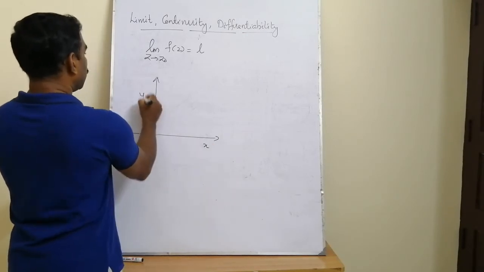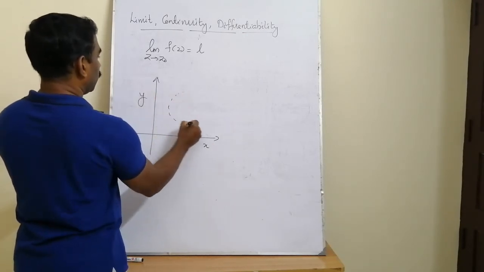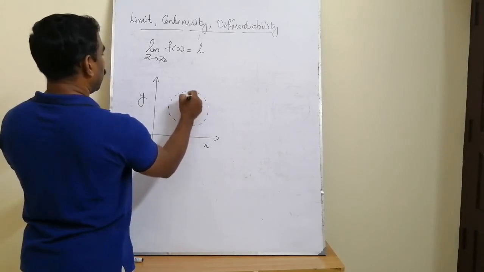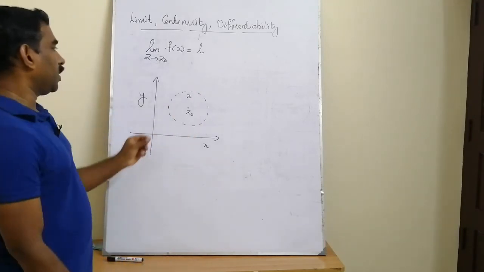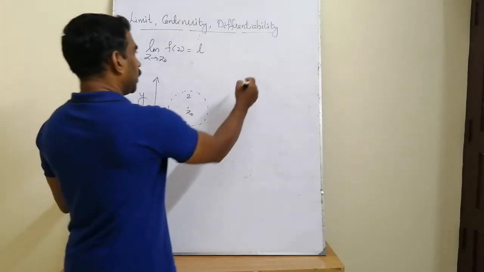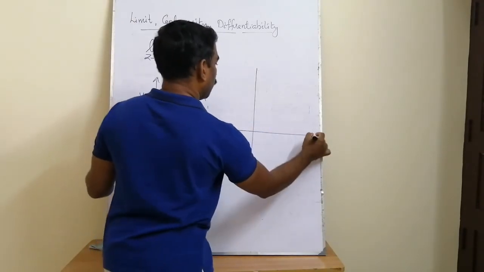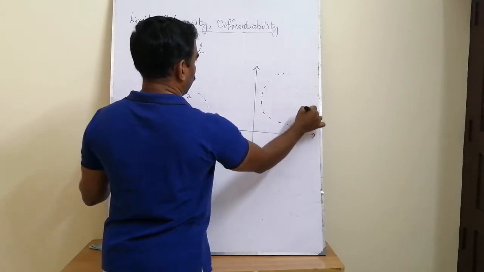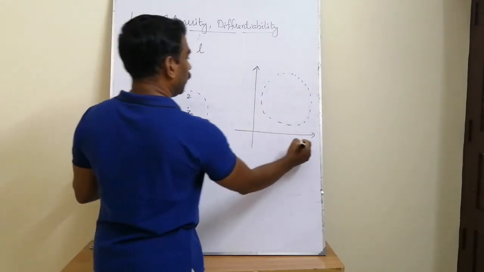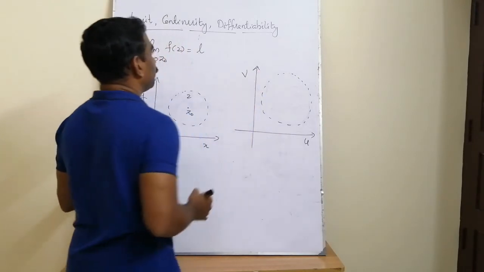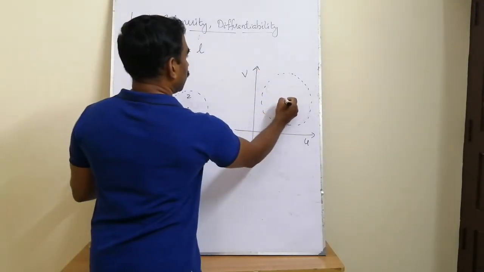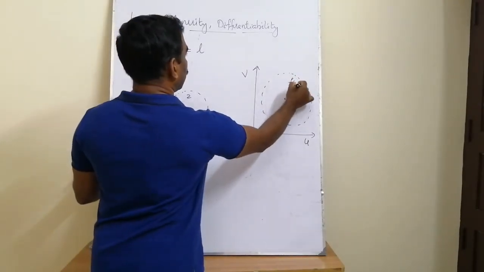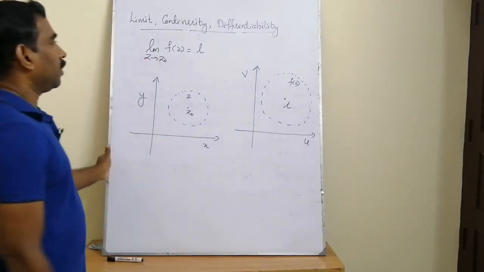represent this in the xy plane. Suppose we are taking this as our fixed complex number z0, and z may be anywhere in this open disk or neighborhood. Then correspondingly we can have another open disk in the W plane, that means the image plane UV, with the center at some L. This is the fixed value, and f(z) may be somewhere in the open disk.